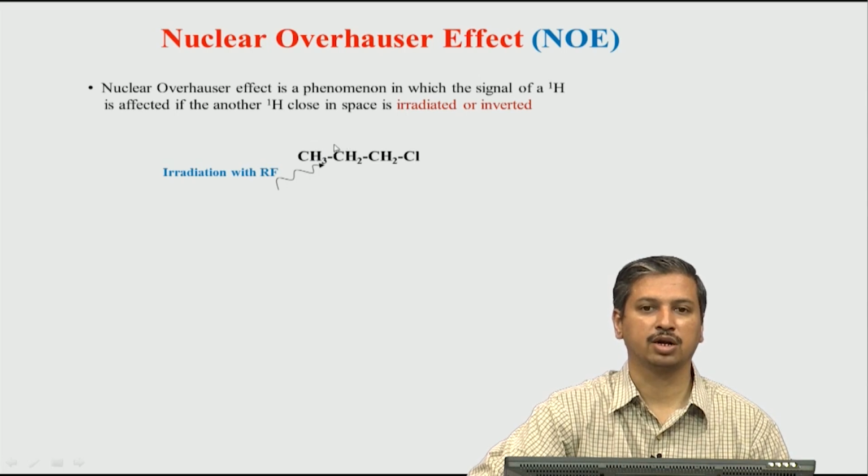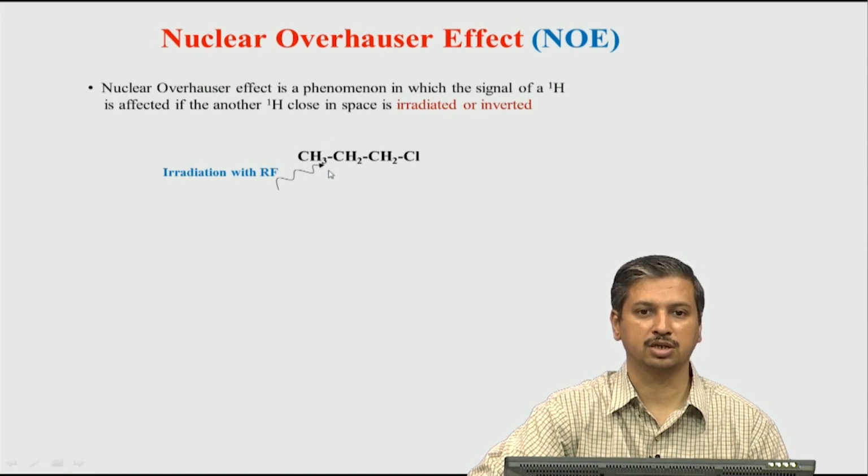So, this is the main point in NOE, although we have not gone into detailed mathematical analysis of this interaction. Qualitatively, one can think of it that when the population of one hydrogen is disturbed through irradiation or inversion or any other mechanism, that disturbance is transferred to the second neighboring hydrogen. Okay. So, this is a very important word, transfer.